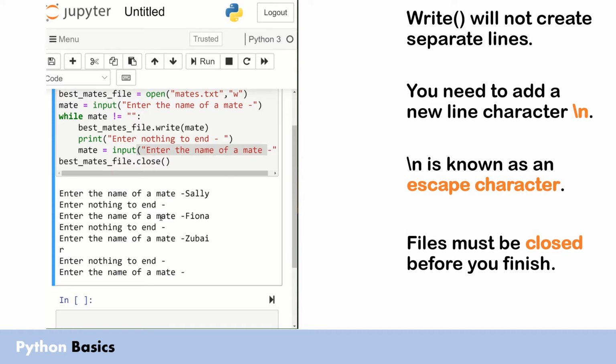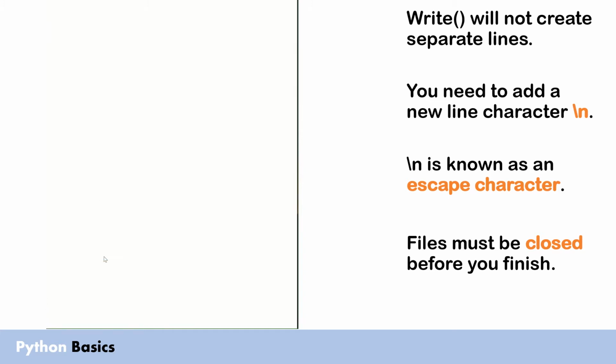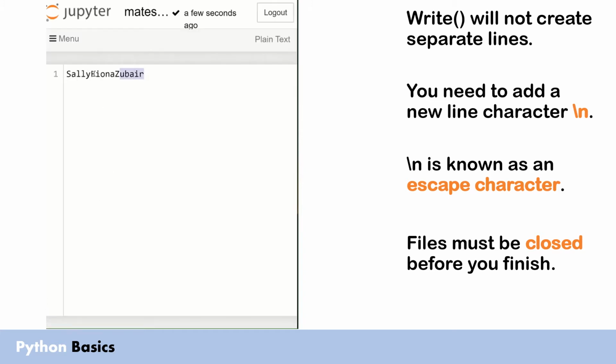Now, it looks like nothing's happened, and one of the things that students get confused by is this idea that they can't see any output on the screen, so it hasn't worked. But it has. So let's look at the file that's been created. So I've got this file, mates.txt, and it's been created. So I'm going to open this up separately. And here you can see the three names are there.